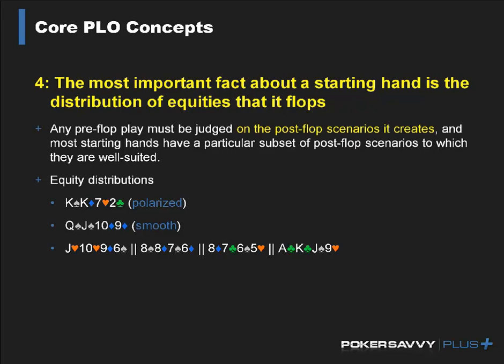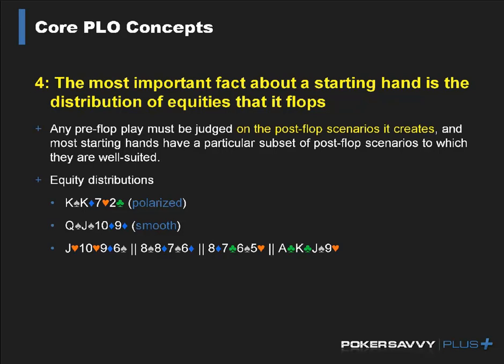On the flip side, with Queen, Jack, 10, 9 double suited, this is a very smooth equity distribution, and it's a very easy transition from knowing what the very best flops for this hand are to knowing what the strong flops, the pretty good flops, the good flops, the medium flops are, all the way down the list. And that's at the opposite end of the spectrum, and it makes it a hand that is really well suited to just about any pre-flop scenario or any post-flop scenario.